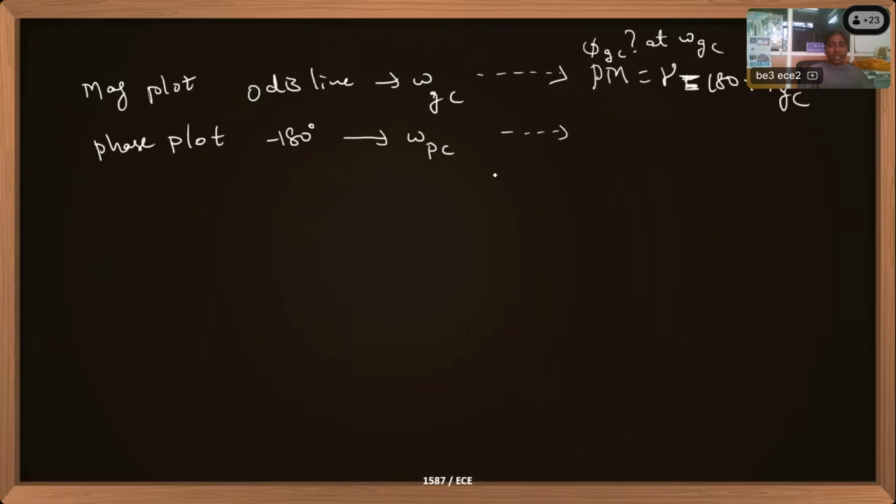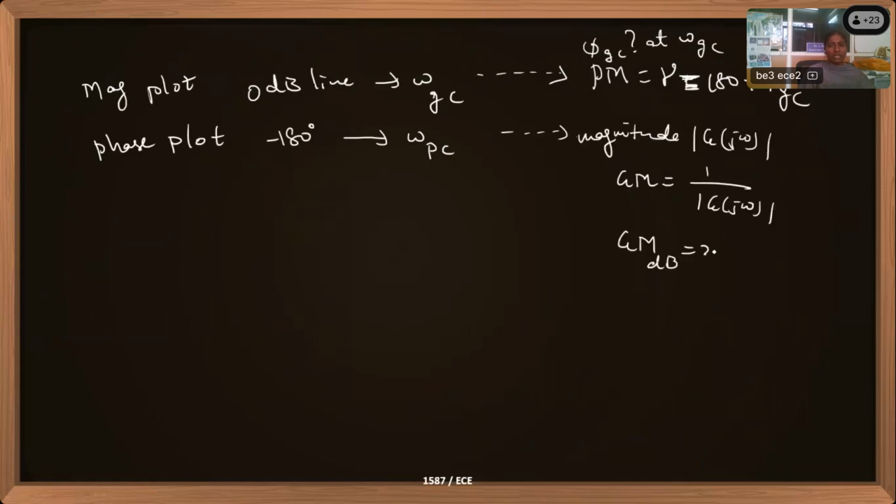Next, at omega PC, what is the magnitude on the plot? That is modulus G of j omega. Next, gain margin is nothing but 1 by that modulus G of j omega from the plot. And gain margin in dB is nothing but 20 logarithm 1 by modulus G of j omega H of j omega, base 10. So this is about the calculation.